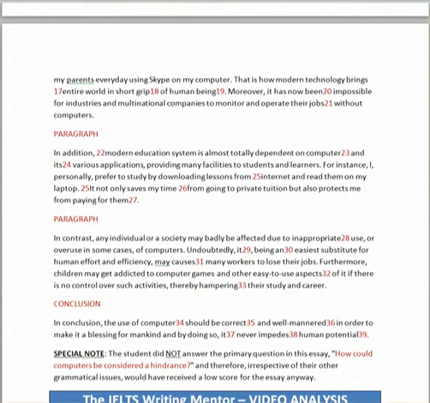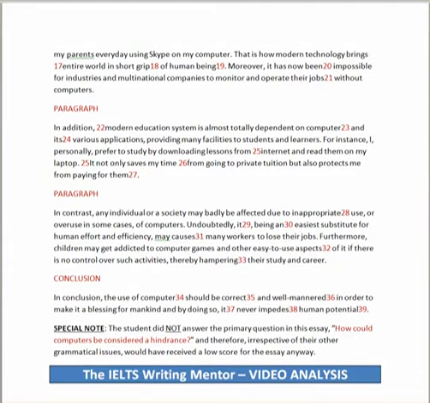Paragraph. In addition, the modern education system is almost totally dependent on computers, plural, and their various applications, providing many facilities. Now, a facility is a place providing many tools for students and learners, or just for students. For instance, I personally prefer to study by downloading lessons from the internet, and that's a capital I, internet.